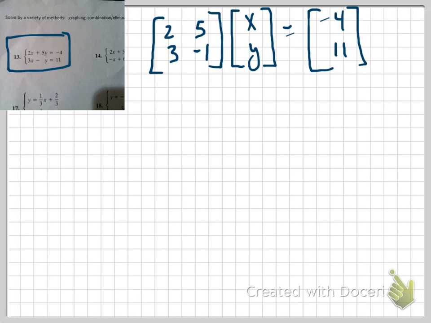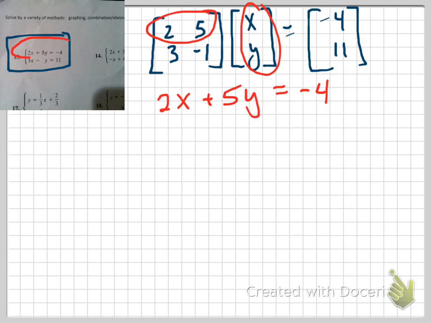and if I multiply these matrices together, remember multiplying the matrix would consist of multiplying the rows by the columns. I would get 2 times x plus 5 times y equals -4, which is that first equation right there. So you can see that this is the exact same system of equations. This matrix equation I have right here is the same system of equations.